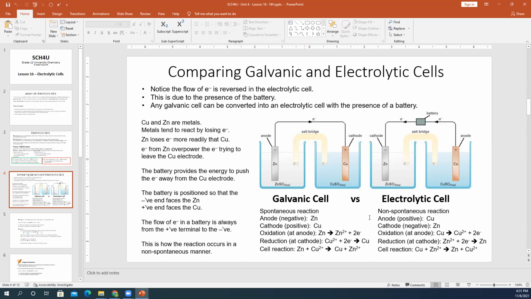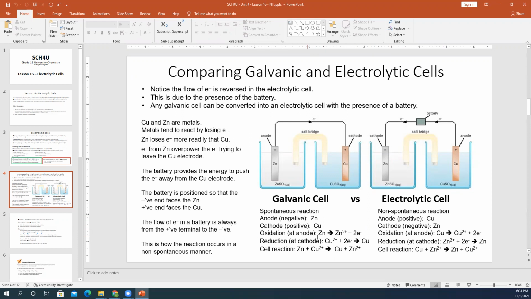So here I've just listed, briefly, in point form, the differences between the galvanic versus the electrolytic cell. What you have to remember: in the galvanic cell, the reaction is spontaneous. In the electrolytic cell, it's a non-spontaneous reaction. In the galvanic cell, our anode is negative, and it is the zinc. Our cathode is positive, it is the copper.